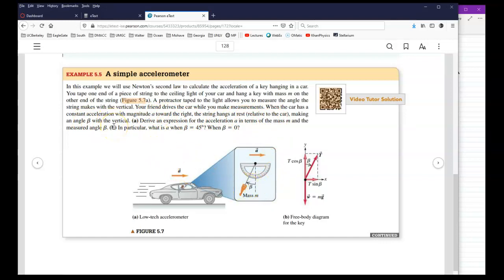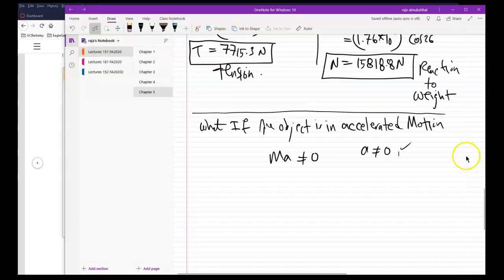He said derive an expression for the acceleration A in terms of the mass M and the angle beta, in particular, and so on. I'm sorry, this is not F equals MA. I think it is just F equals the sum of the forces. Because we have an acceleration, yes, but he's not given any numbers, yes. Okay, so let's solve this problem. Let me explain that to you.